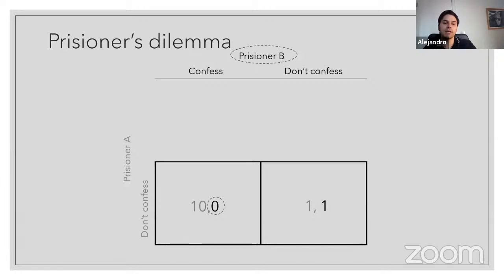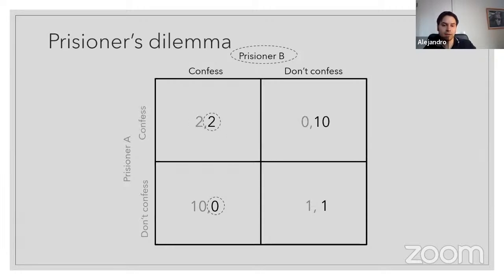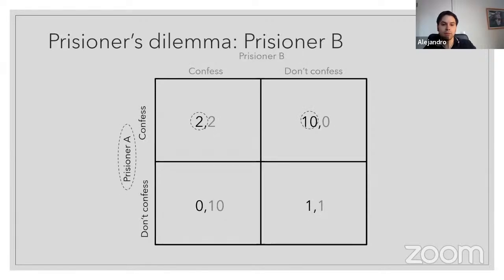And what would happen if prisoner A did not confess? How would prisoner B be better off? Well, confessing as well, because instead of getting 1 year, he would get 0 years in jail. And that could be observed as well with the choices of prisoner A.